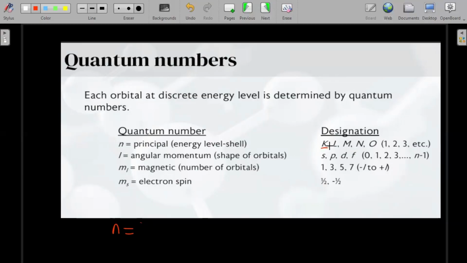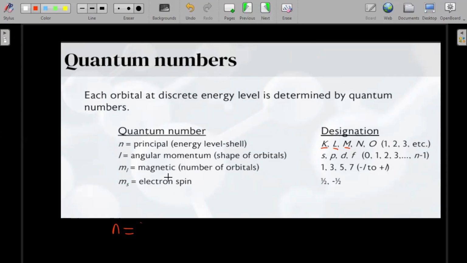You can have different shells. The first shell is the K, the second is the L, the third is the M. You don't need to know these names. The first one is known as K, then L, and you can have M for the third one, and so on. So that's what we have.